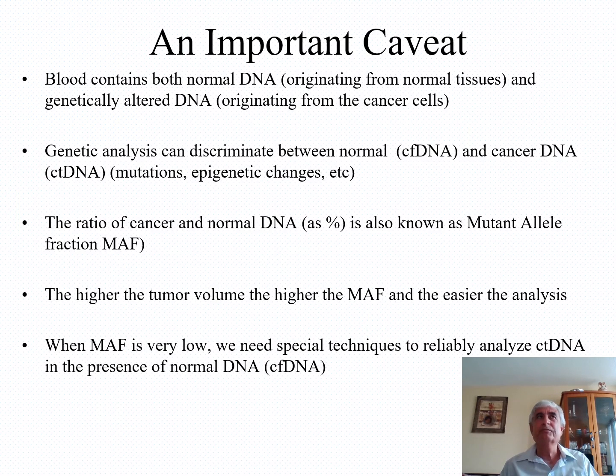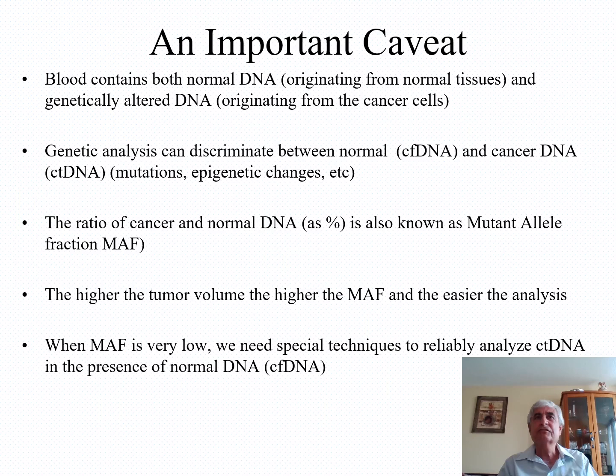When performing liquid biopsies, it is very important to understand how this works. An important caveat is that blood contains both normal DNA originating from normal tissues and genetically altered DNA that originates from cancer cells. Genetic analysis could discriminate between the normal DNA and the cancerous DNA by looking for mutations, epigenetic changes, and other molecular changes.